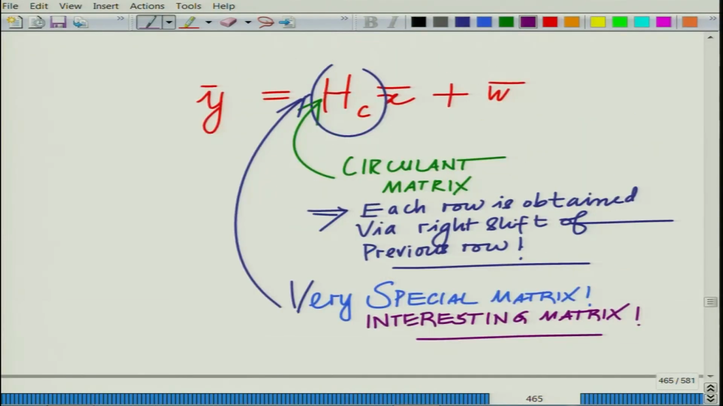So, if you know the first row, in fact if you know any row, you can complete the entire matrix. In fact if you know any column, by the same logic, you can complete the entire matrix, and that is true because all the entries are essentially formed from the channel coefficients. So, if you know the channel filter, that essentially gives you the matrix. So, this is formed from the channel taps, and has a very interesting form.